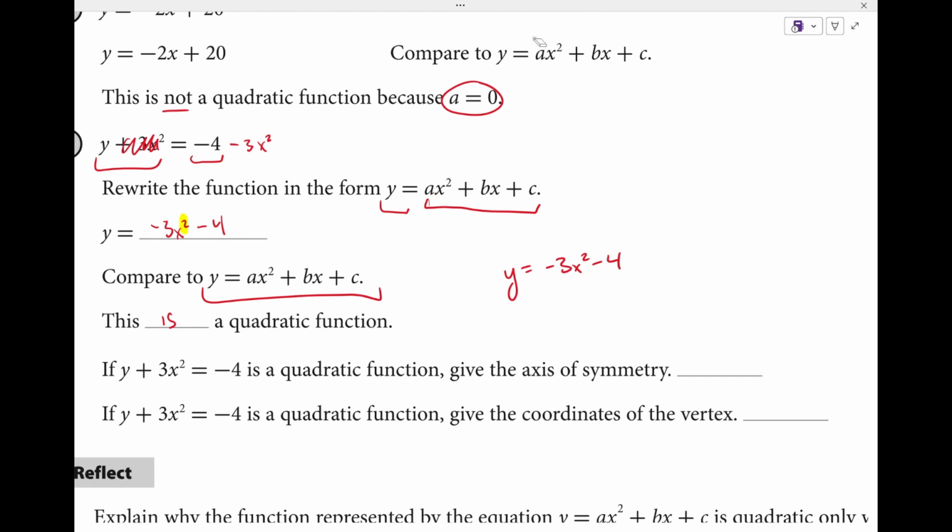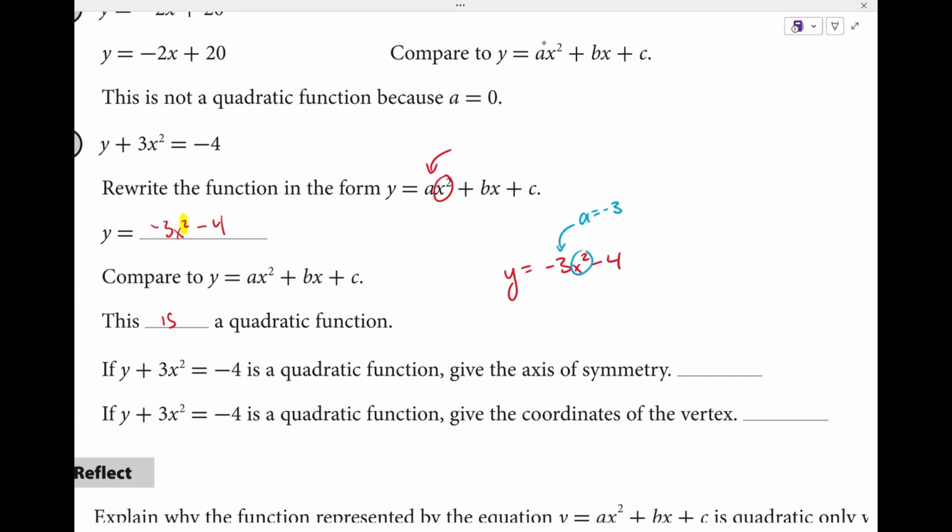My a value is my coefficient of the x squared term. I have an x squared term here, so my coefficient is negative 3, so a is negative 3. My b value is my coefficient of the x term. Well, I actually don't have any x term here, so my b value is 0. In other words, I could rewrite this standard form as negative 3x squared plus 0x minus 4. So I'm just adding 0 here. That shows that my b value is 0.